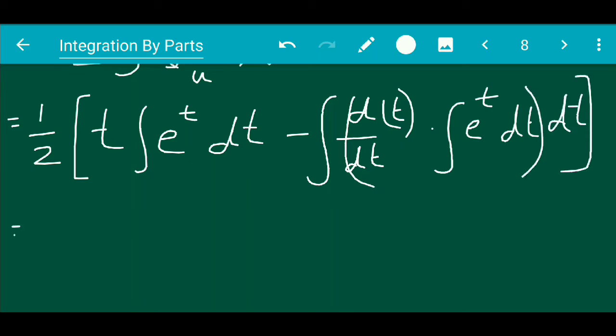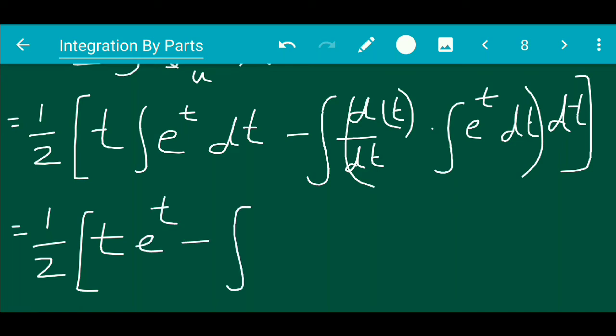Okay, then again we get t into, now the integral of e raised to t is e raised to t itself. So we get t into e raised to t minus the integral of, the derivative of t is 1. Over here the derivative of t is 1. So that goes away. Integral of e raised to t becomes e raised to t and again dt is present.